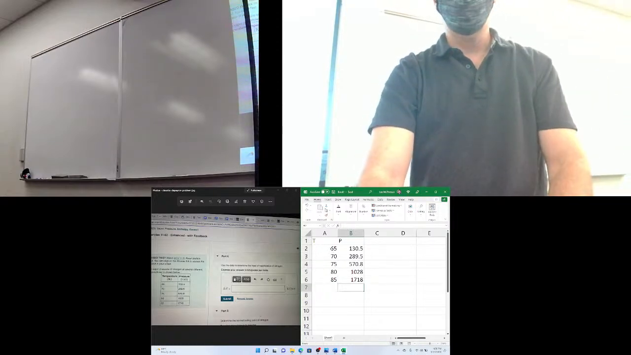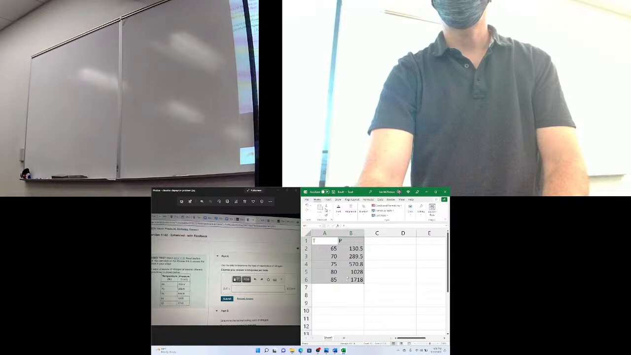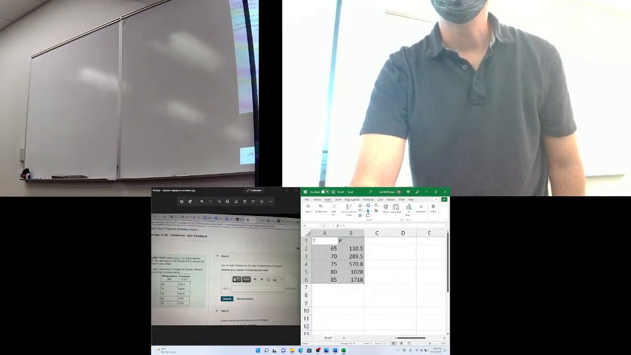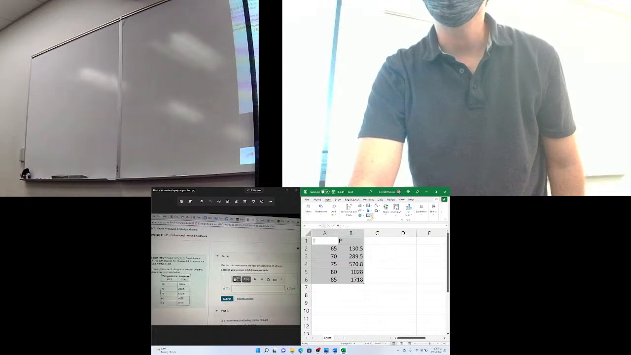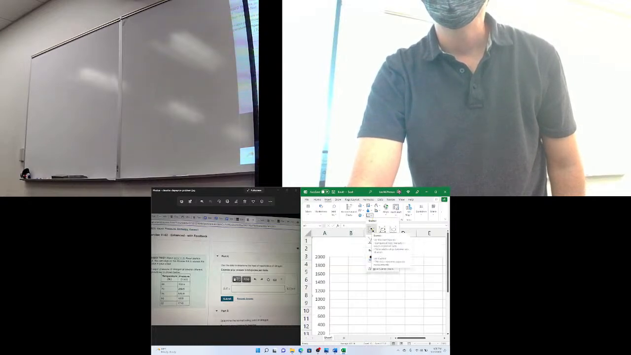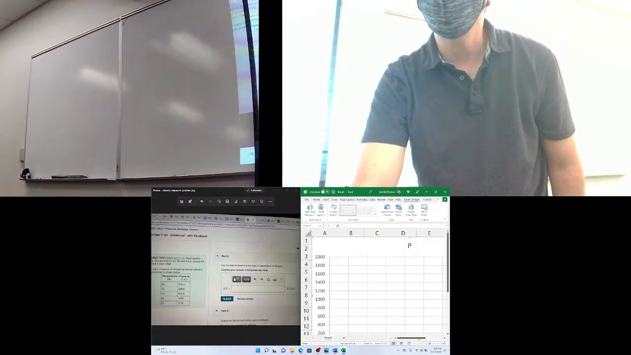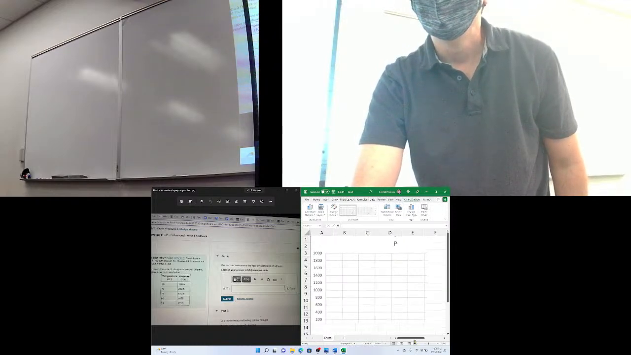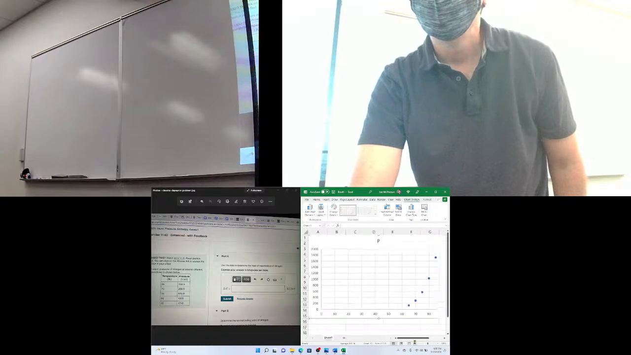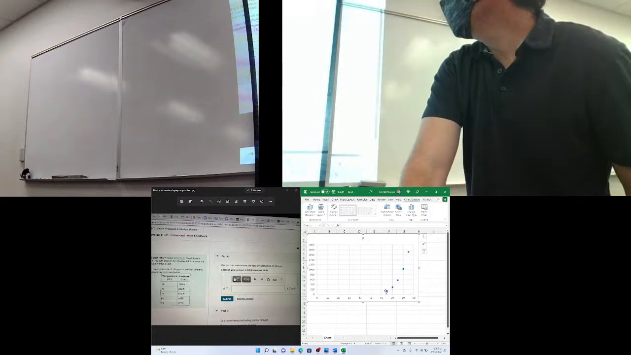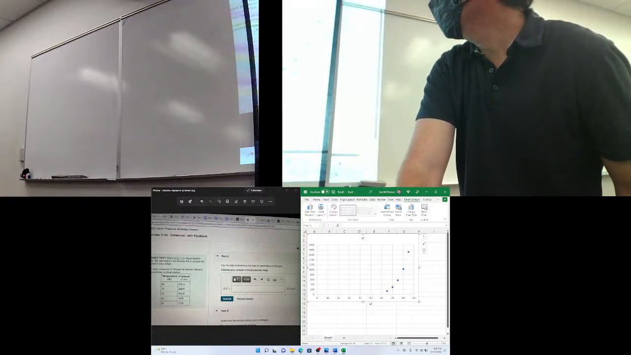So if I plot this, you do that, insert a scatter plot, and it doesn't show. Let me shrink it a little bit. There we go. I don't know why the axes are a little weird here, but you can see it curves. It's not linear. It definitely curves.